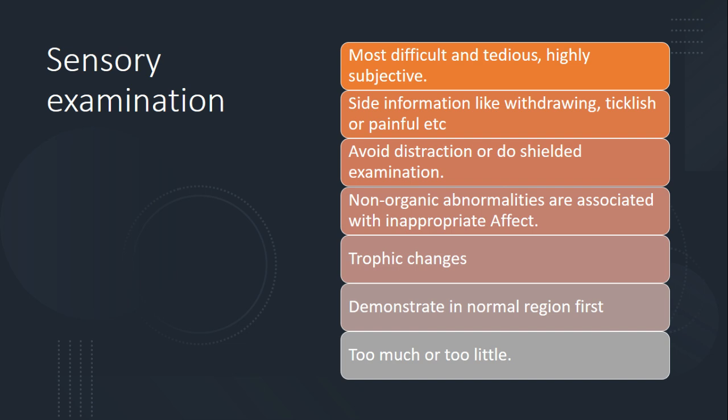But as I already mentioned, try to avoid any distraction. You can do a shielded examination or ask the patient to close the eyes while doing your assessment. And also ask the patient, is it primarily pressure sensation that the patient feels? As a matter of fact, in patients who have non-organic abnormalities, look for the behavioral issues, especially inappropriate affect. That can give you a clue. But there could be some mild sensory changes too, so be mindful of that.